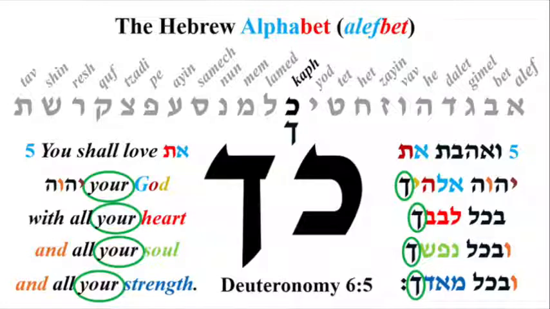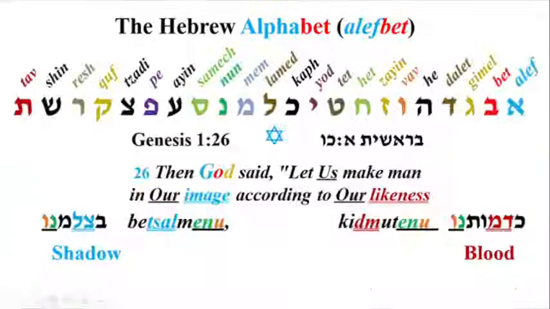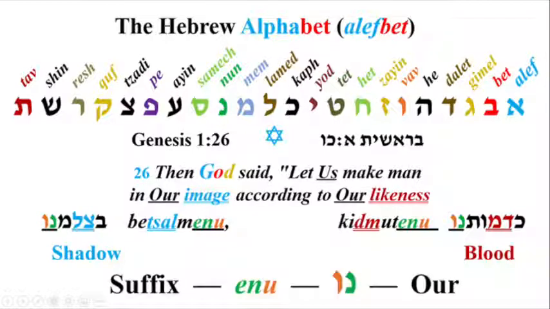The Enu we've seen before, Genesis 1:26. God said, let us make man in our image, Betzalmenu, according to our likeness, Kidmutenu. There's the our. Okay? All right. So that's going to conclude the Kaph.